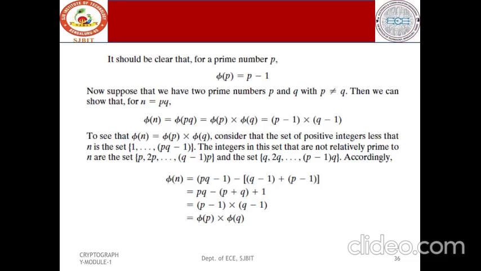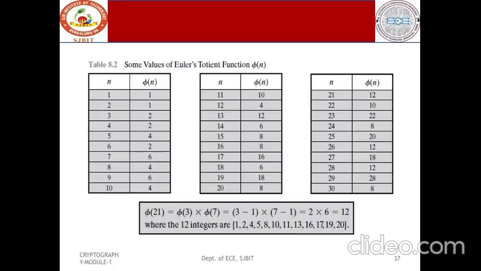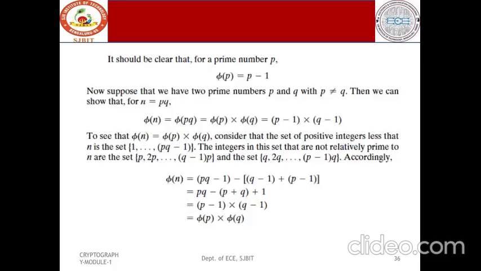Now suppose that we have two prime numbers p and q with p not equal to q. Then we can show that for n equal to pq, this table shows some values of Euler's totient function phi(n). So phi(n) can be written as phi(pq), which is equal to phi(p) times phi(q), which is equal to (p-1) times (q-1).